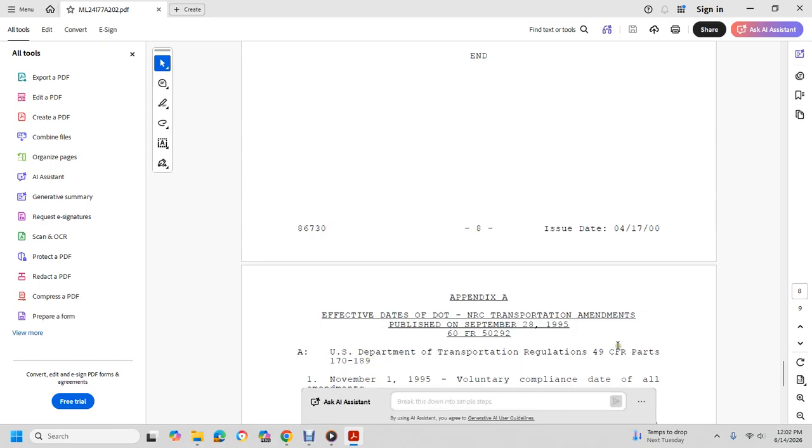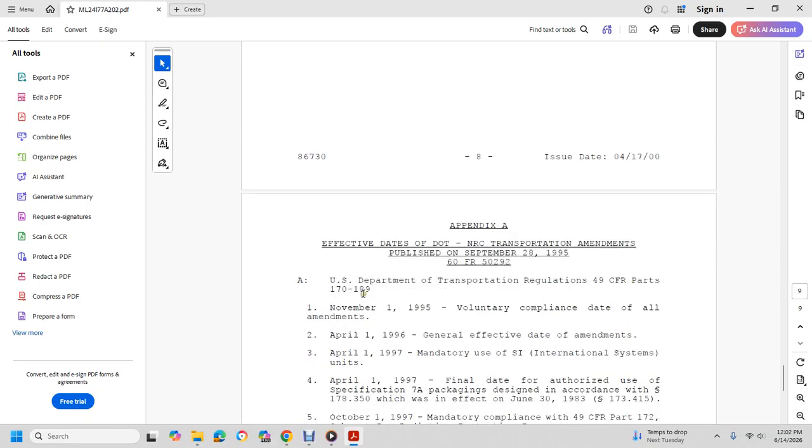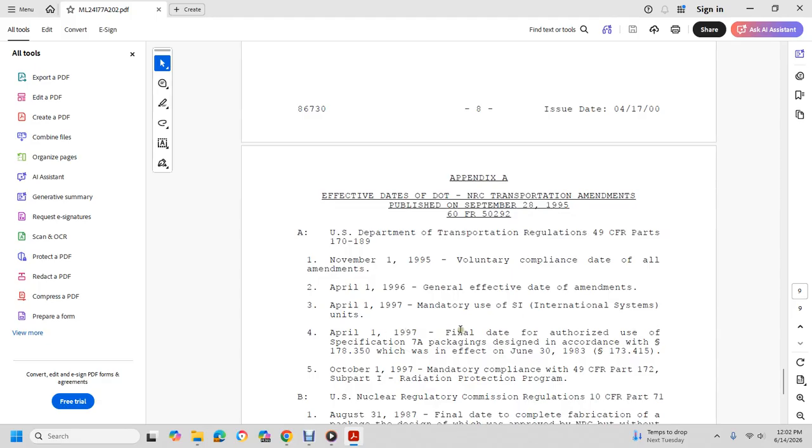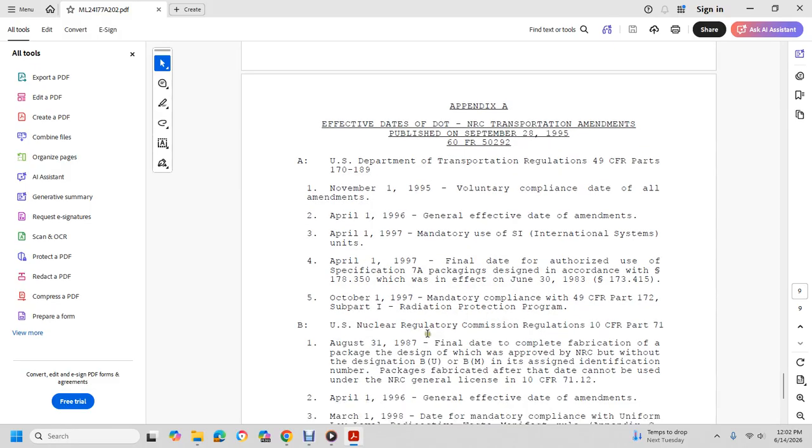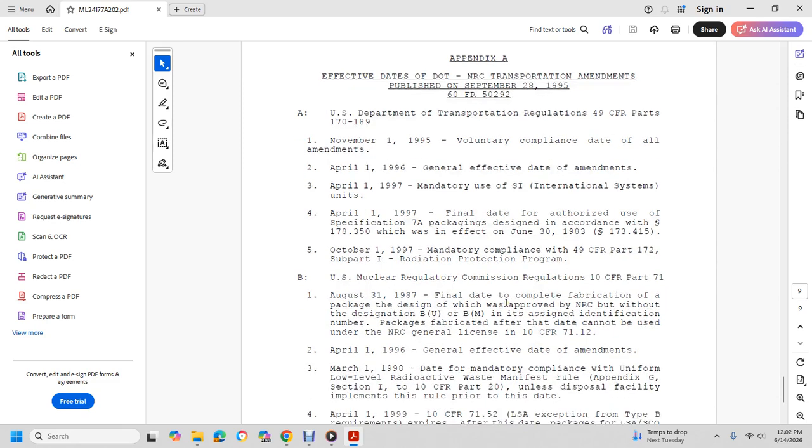U.S. Department of Transportation Regulation, Title 49 CFR Part 173A, with the voluntary compliance date of November 1st, 1995, with amendments of April 1st, 1996, general effective date of amendments April 1st, 1997, amended use of the SI International System of Units, April 1st, 1997, the final date authorized for use of the Specification 7A package designed in accordance with the 178.350 in effect June 30th, 1983. October 1st, 1997, amended to comply with Title 49 CFR 172 Subpart I, Radiation Protection Program.